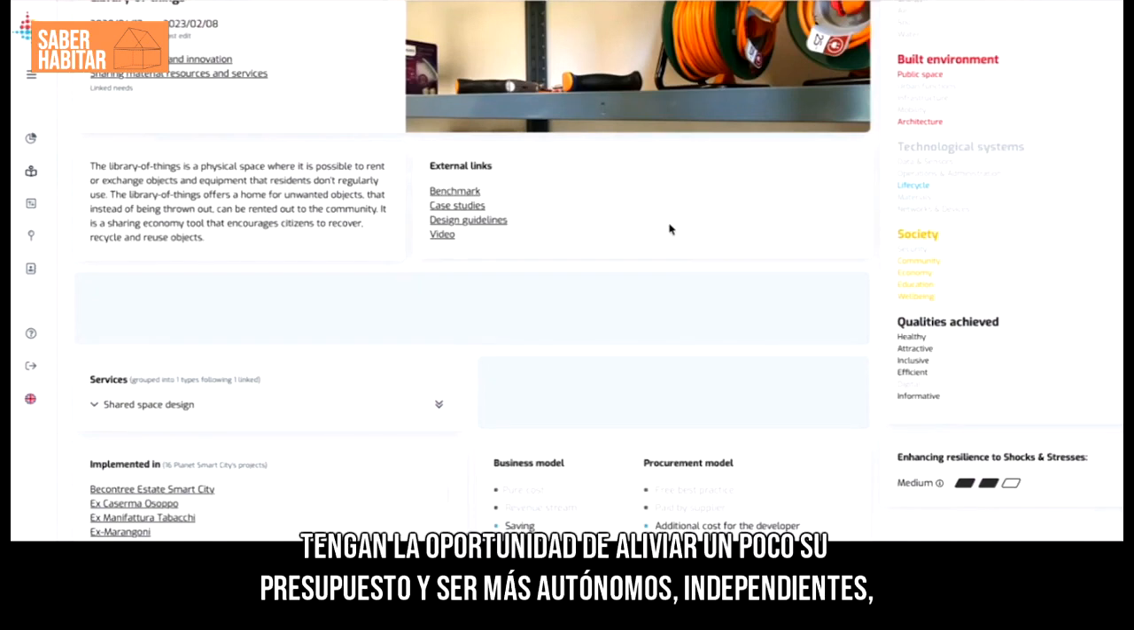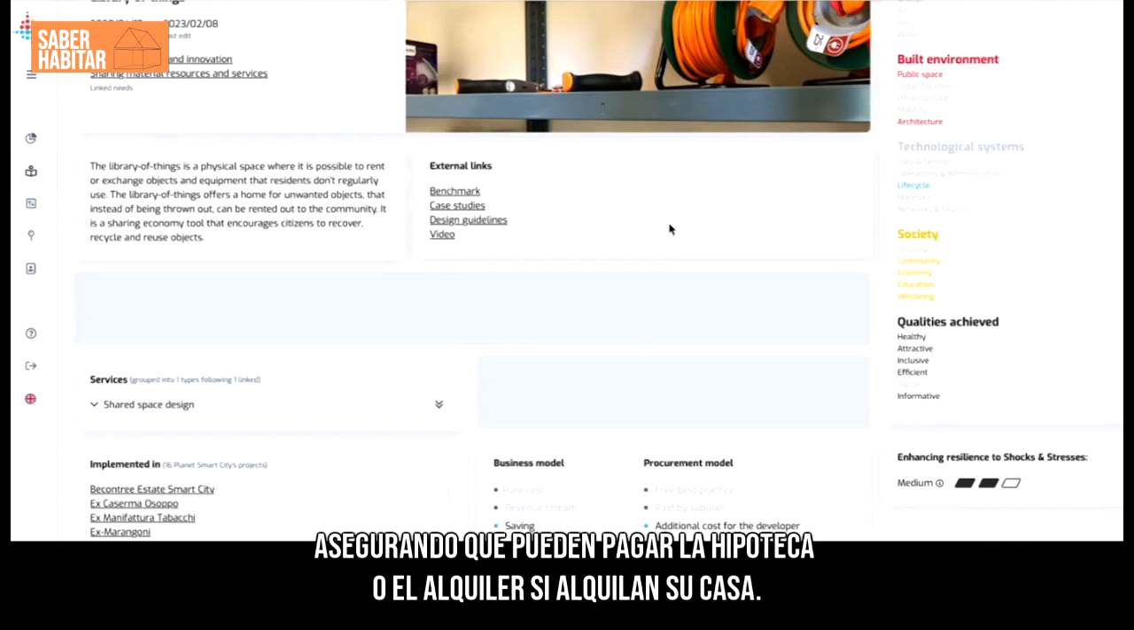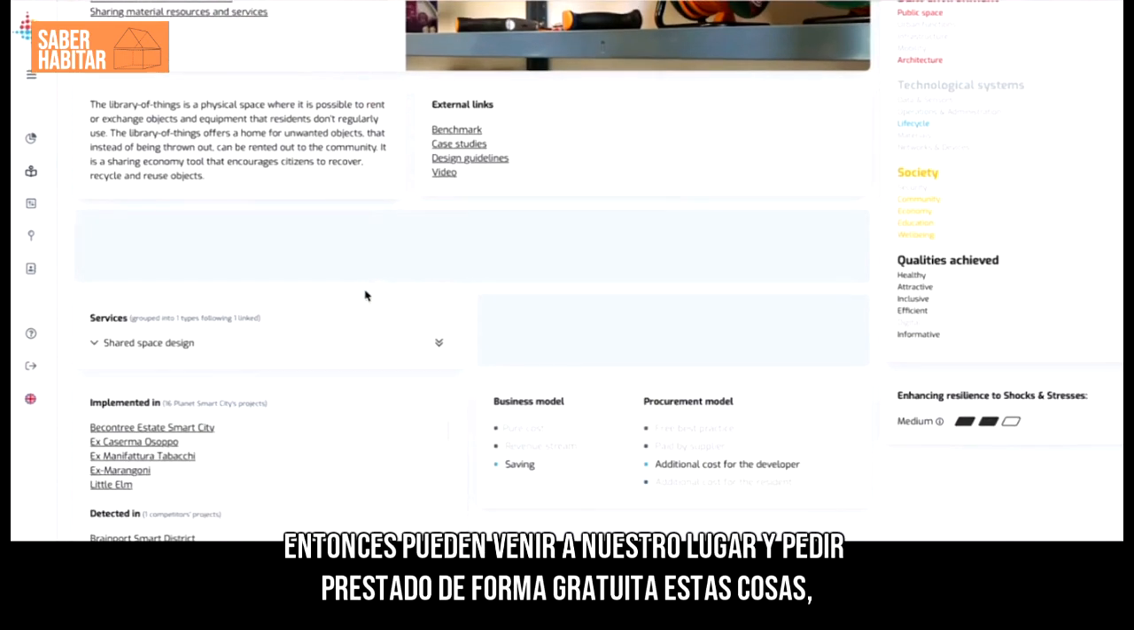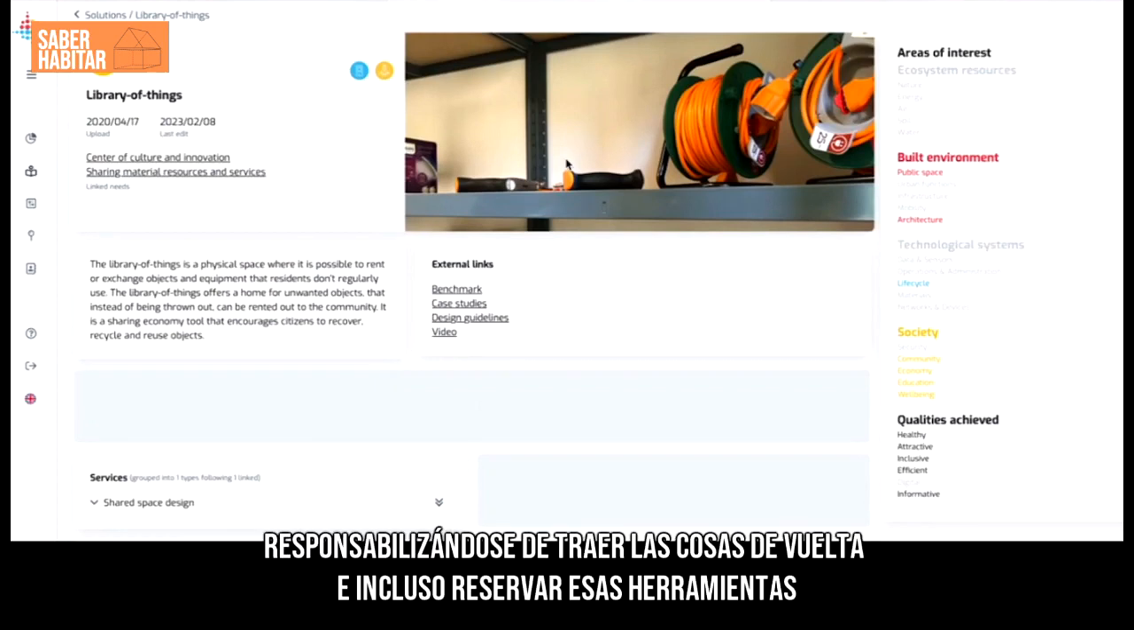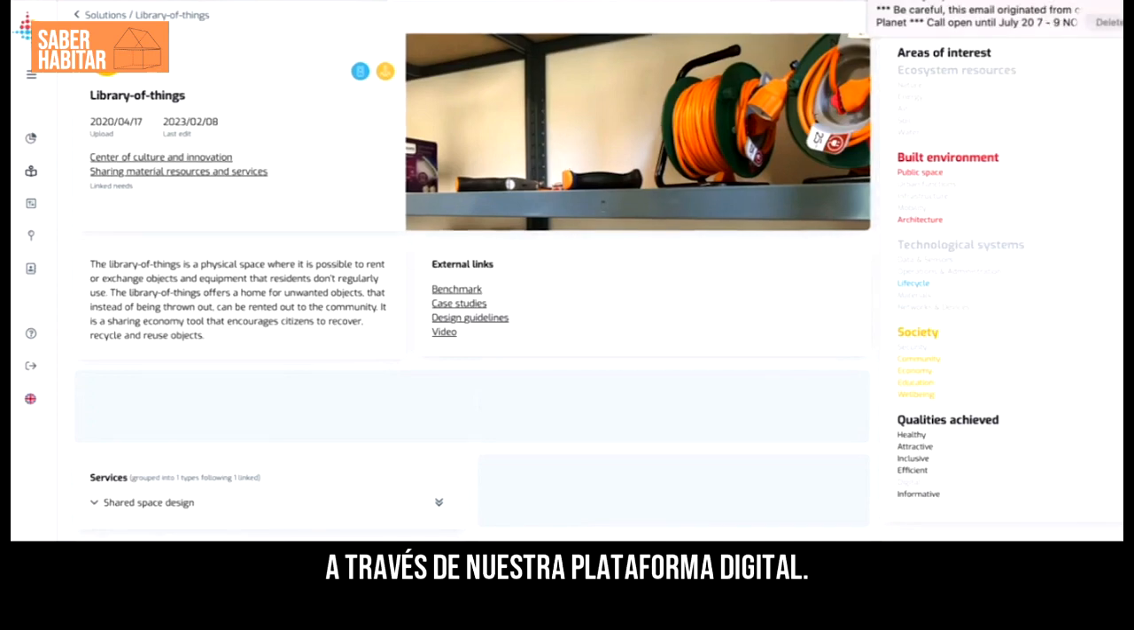In this way, we can give them the opportunity to free a little bit of their budget. With this budget, they can be more autonomous, more independent, and we are also more sure that they can pay the mortgage rate or the rent if they rent their house. And then they can come to our place and borrow these things for free. They're also accountable for bringing the things back. And they can even book those tools via our digital platform, via our app.